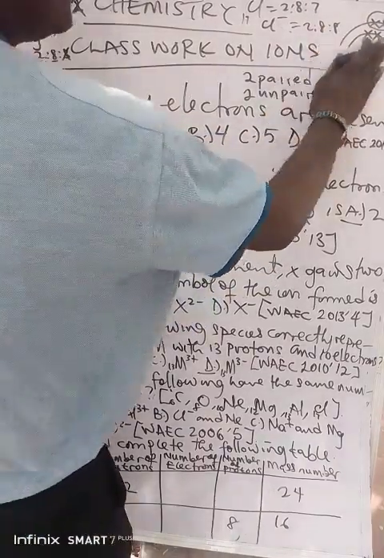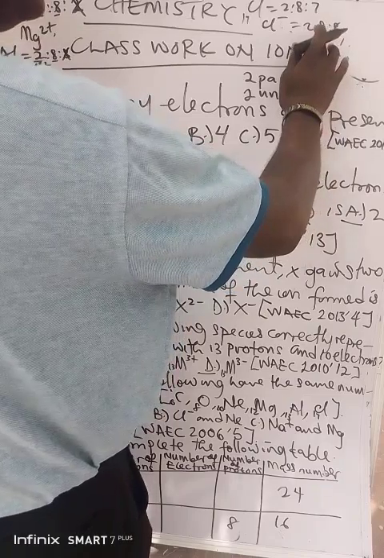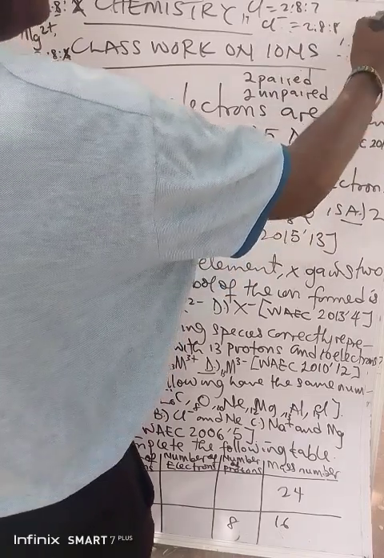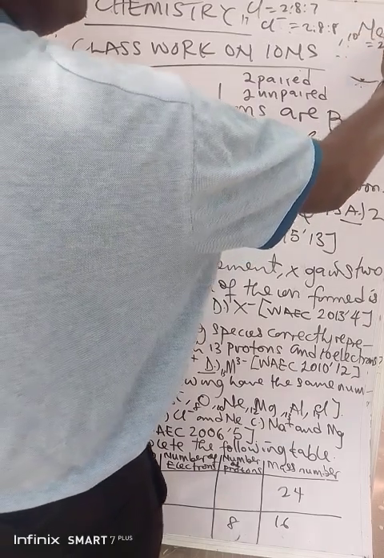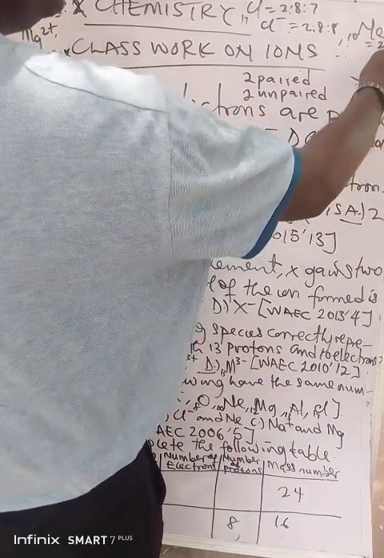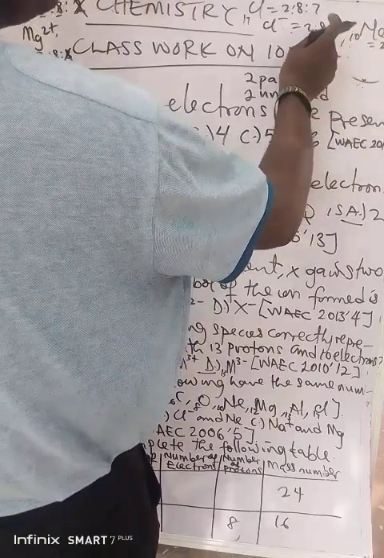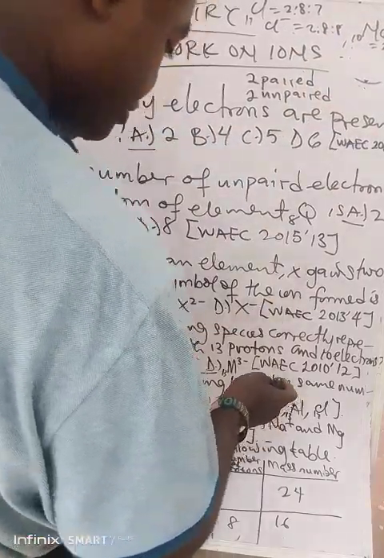So if you add up this number together, 8 plus 8, that's 16, plus 2, that's 18. But neon, that is the partner, is 10. Neon is 2, 8. So how can 2, 8 be equal to 2, 8, 8? So the answer is not B.